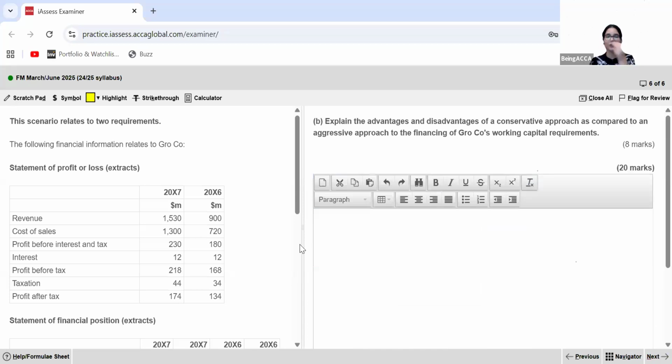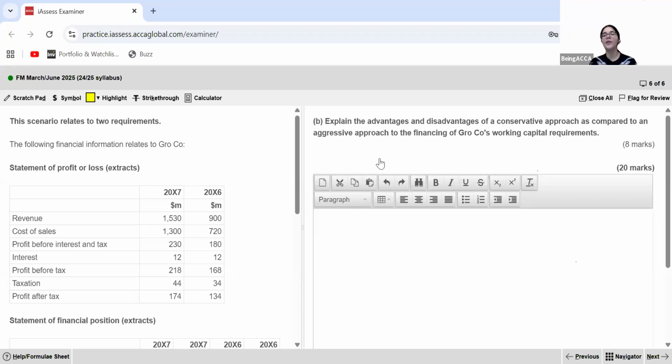Okay, now proceeding to the part B of this question, we are supposed to explain the advantages and disadvantages of a conservative approach as compared to an aggressive approach to the financing of growing companies' working capital requirements.